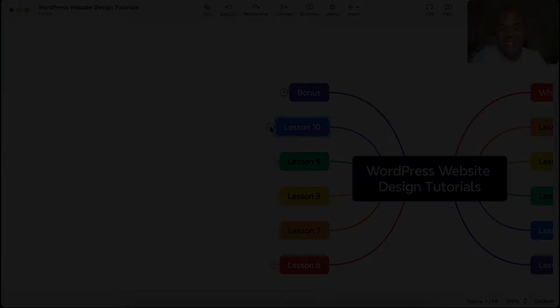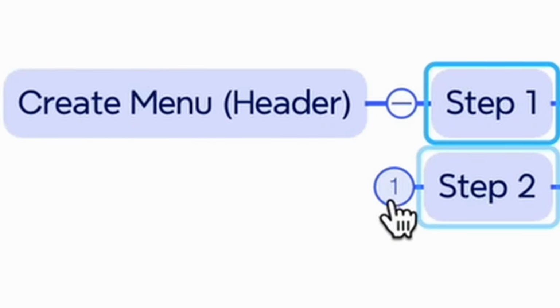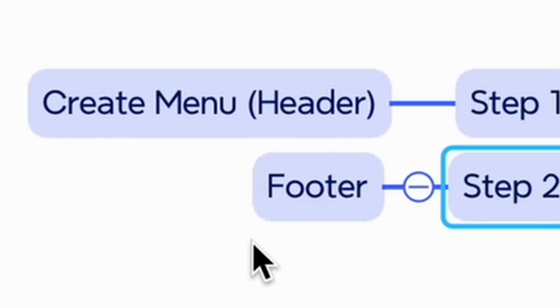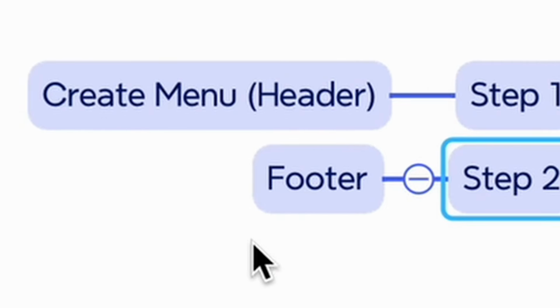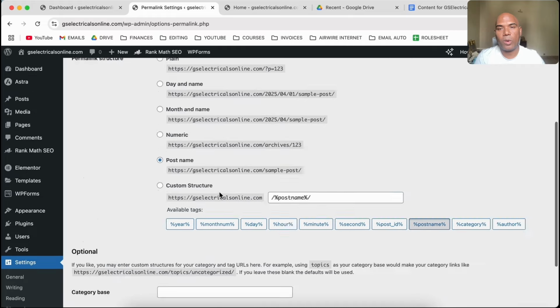Yo, we're on to lesson number 10. How good is that? This is where I'm going to show you how to create your menu or the header and footer. And for this, we're not going to use Elementor. We're going to use the Astra theme. So we're going to customize our Astra theme to do this. How do you do this?